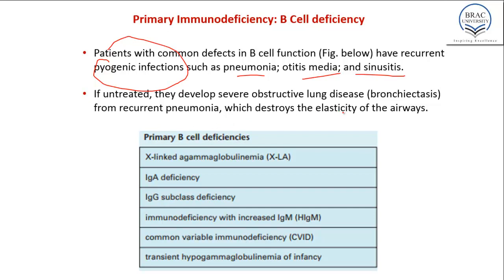So primary deficiencies of B cells can lead to several diseases. One is X-linked agammaglobulinemia or XLA, immunoglobulin A deficiency, immunoglobulin G deficiency, immunodeficiency with increased immunoglobulin M, common variable immunodeficiency, CVID, or transient hypogammaglobulinemia of infancy.